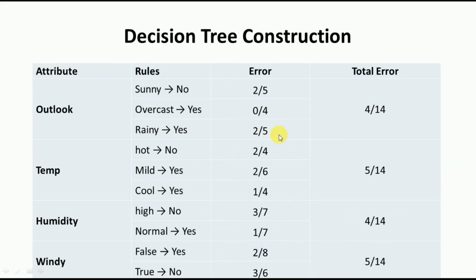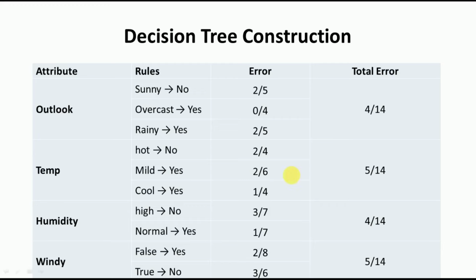Now if I write all the errors for this particular first level, for outlook we got the total error as 4 by 14. Temperature we got 5 by 14. Humidity we got 4 by 14, and windy we got 5 by 14. Now comparing these possibilities, the one which has the least total error is the candidate for the root node. There are two possibilities, outlook and humidity, because both of them have the least errors, 4 out of 14. Again the question comes in front of us, should I select outlook or humidity for the root node?